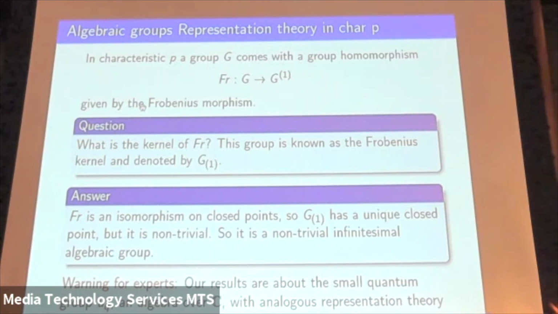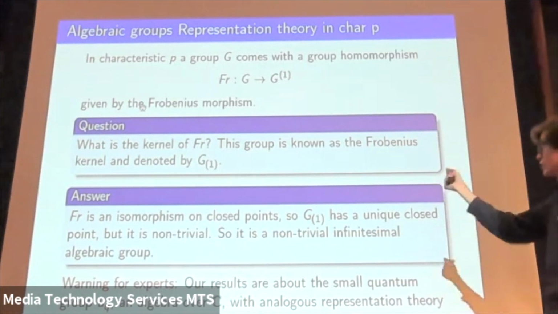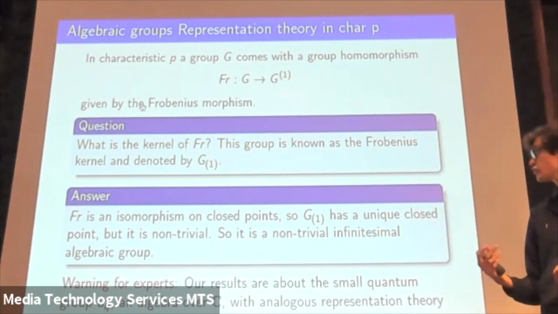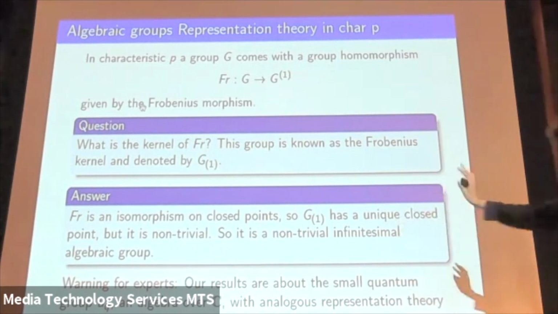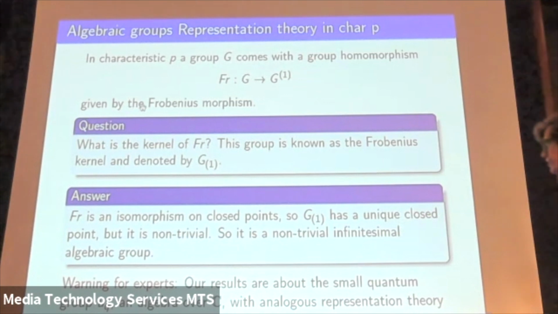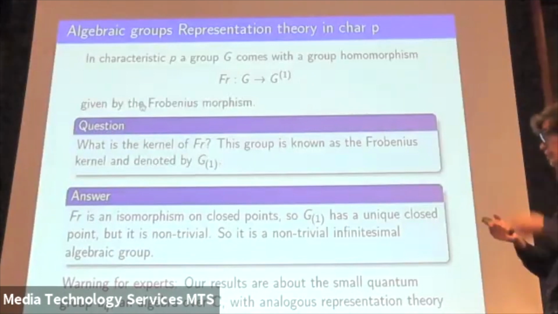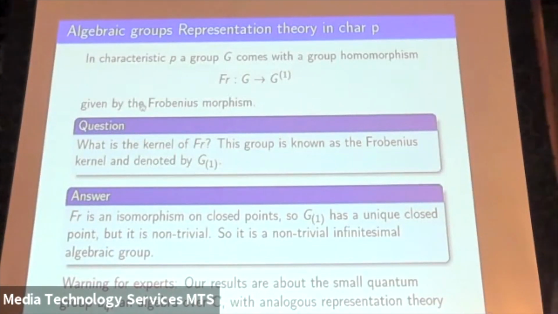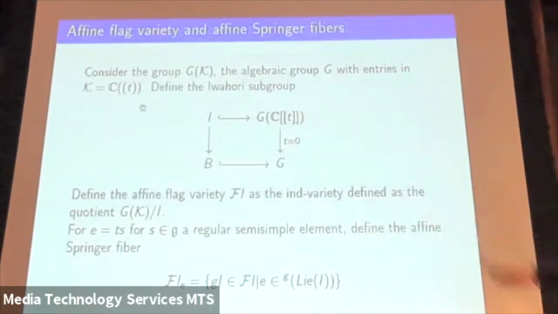And when you want to understand something of the group, sometimes it's a good idea to try to understand information about this first approximation. And just a warning for experts, I wanted to explain this in this setting, but the results that I actually compute are for the small quantum group, which is some algebra over the complex numbers, which has, in a sense, analogous representation theory to this Frobenius kernel. But I don't want to go into this result, proven by Andersen, Jantzen, and Soergel, which is very deep theory.